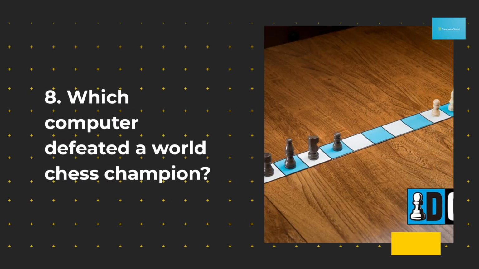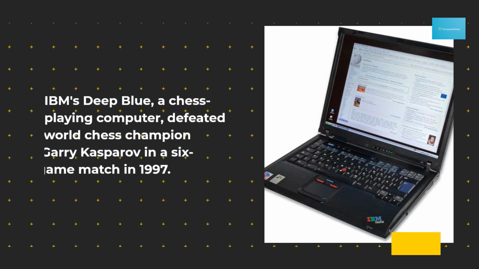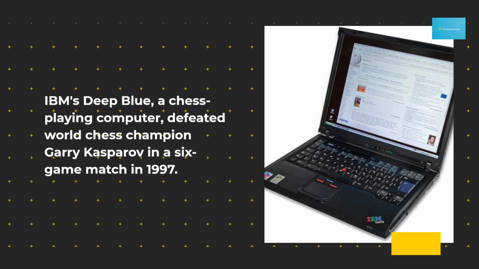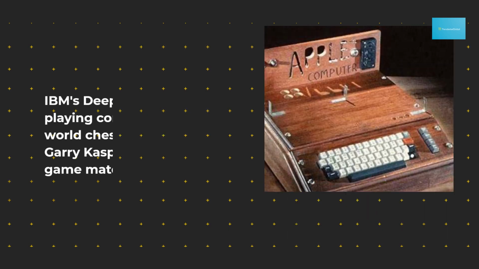8. Which computer defeated a world chess champion? IBM's Deep Blue, a chess-playing computer, defeated world chess champion Garry Kasparov in a 6-game match in 1997.